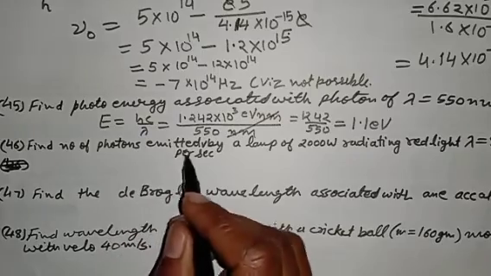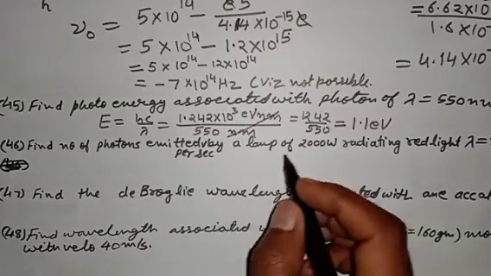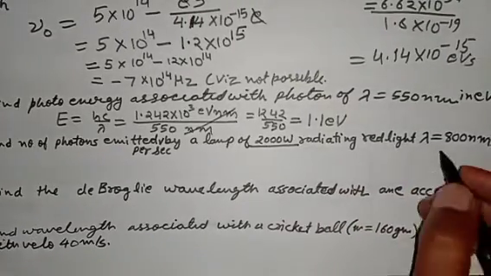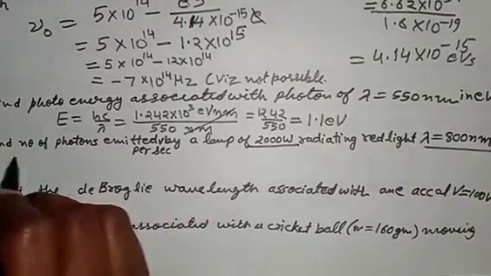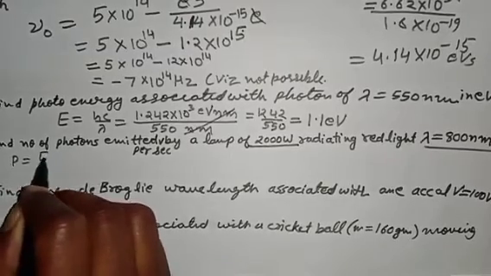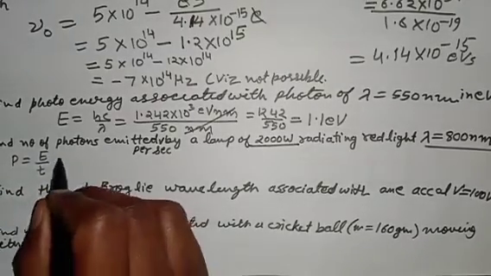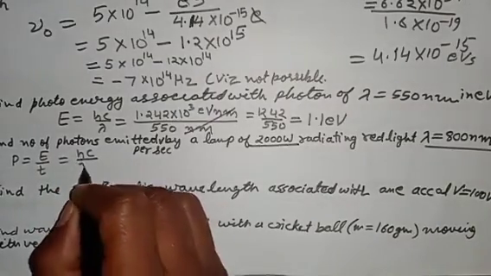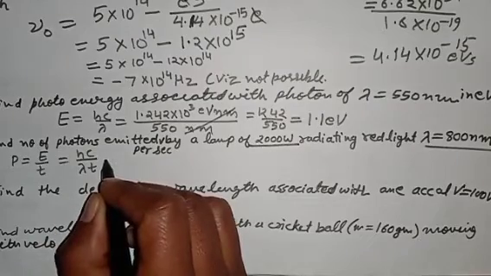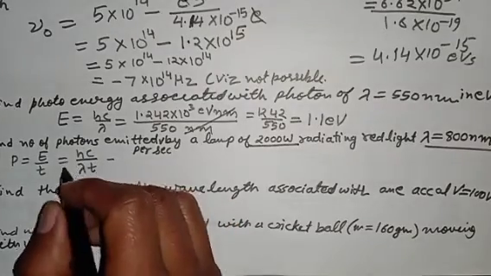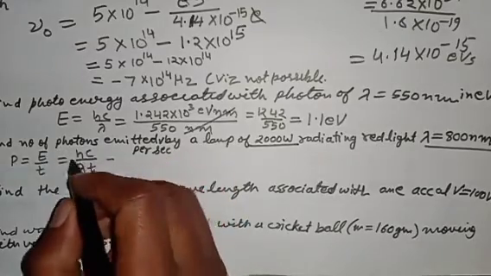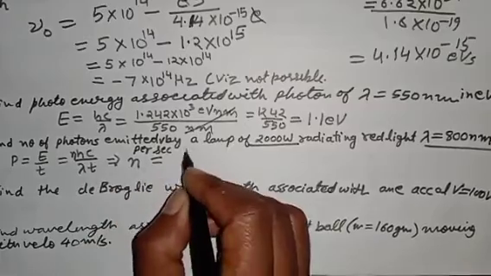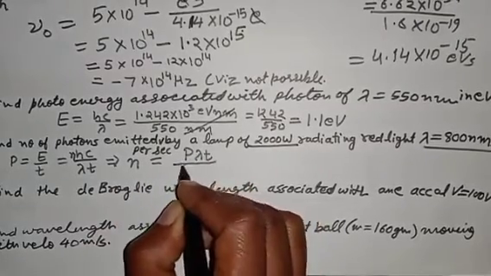Find the number of photons emitted per second by a lamp. That's a very good question. Of 2000 watt, radiating light of wavelength 800 nanometer. So we know that power equals work upon time, but here we'll use energy upon time, and for energy we'll use hc by lambda. Oh, not hc by lambda, because there is not a single photon coming, but a number of photons are coming. So we can set a formula for n. So n will be equal to p lambda t upon hc.